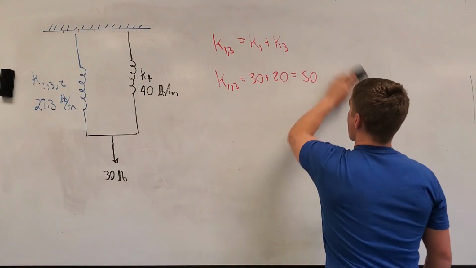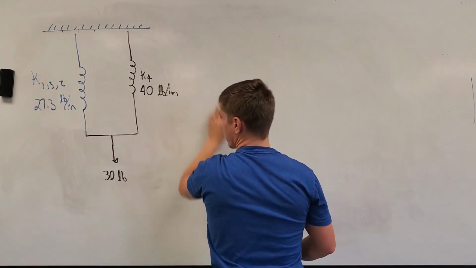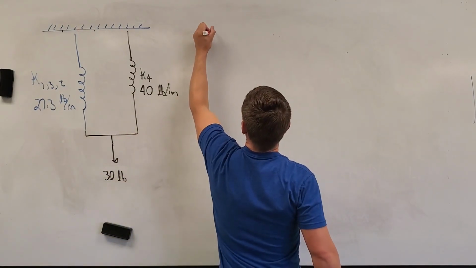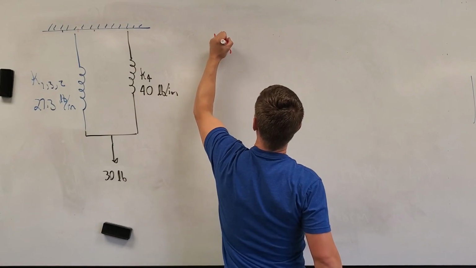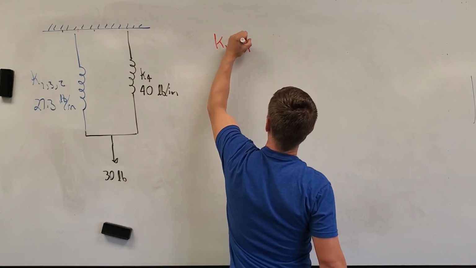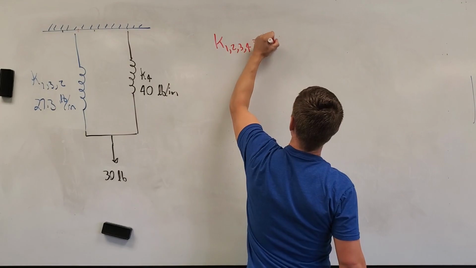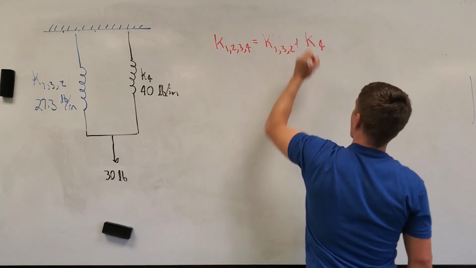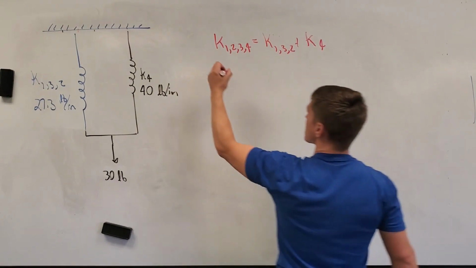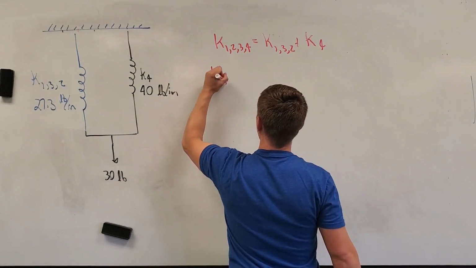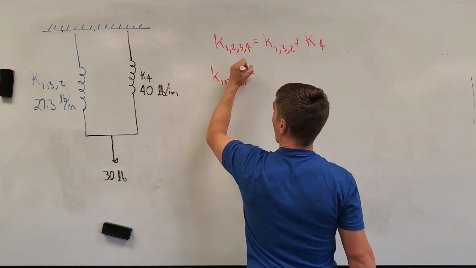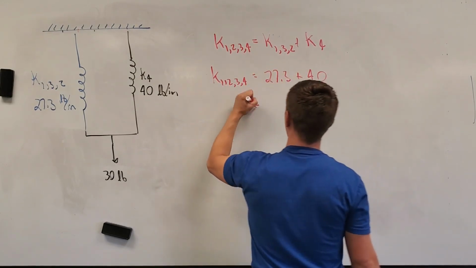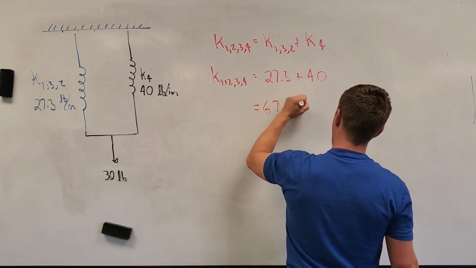So we can say that our equivalent spring for all four, so K1,2,3,4, is just going to be equal to K1,3,2 plus K4 because they are in parallel. So that means that K1,2,3,4 is equal to 27.3 plus 40 is equal to 67.3 pounds per inch.